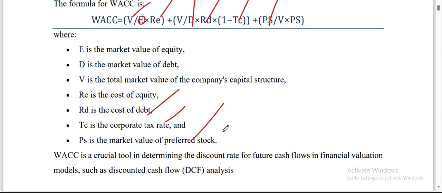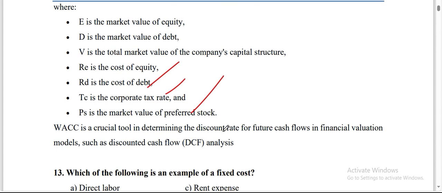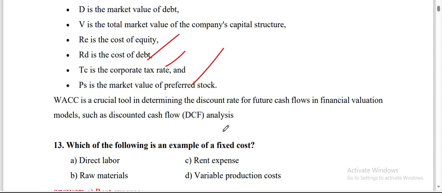So WACC, the weighted average cost of capital, is a crucial tool in determining the discount rate of future cash flows in financial valuation models.